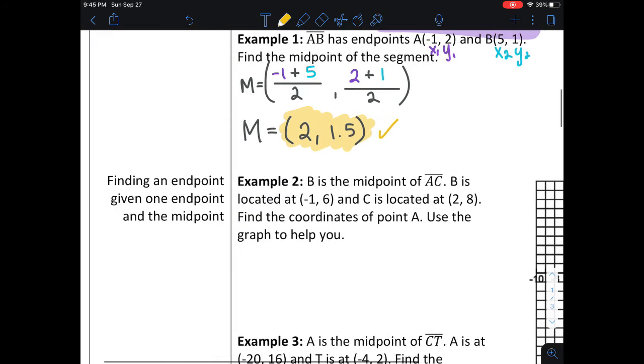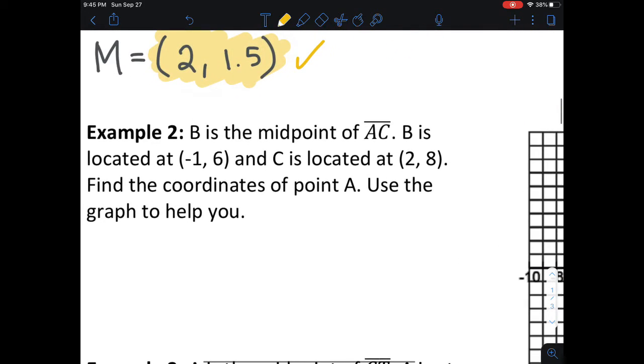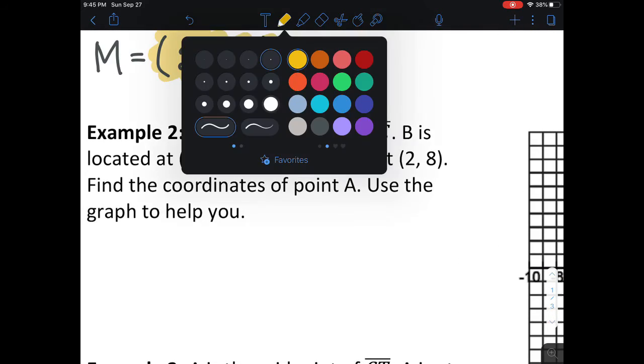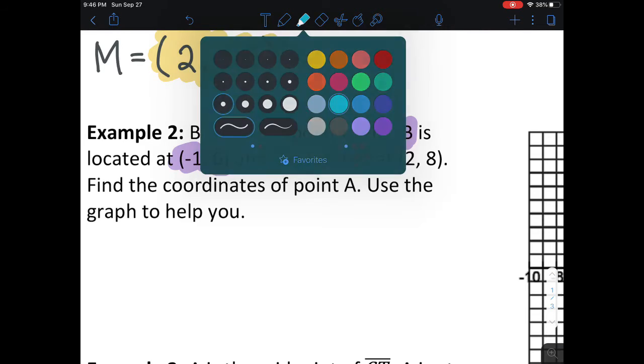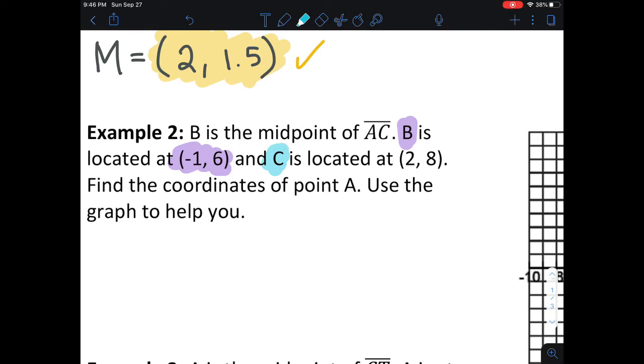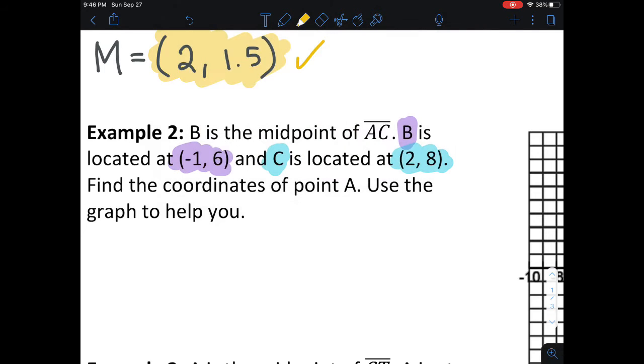Both are great. All right, the next topic, finding an endpoint given one endpoint and the midpoint. Okay, this is where people start scratching their heads, and honestly, this is where if you're a grapher, like if you're good at graphing, this is where it's gonna really come in handy. Okay, so first let's go ahead and graph these 2 points. So first I see B and then A. Oh, just kidding, C, sorry about that. C is here, and then we don't know where A is. So for A, I'm just going to use yellow.